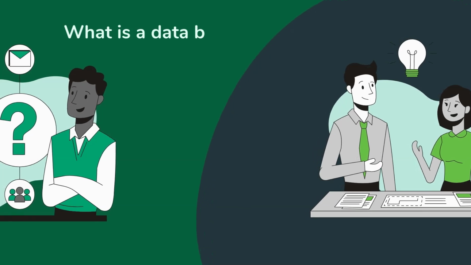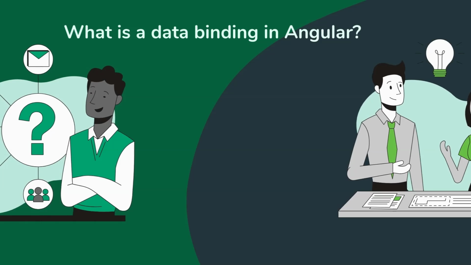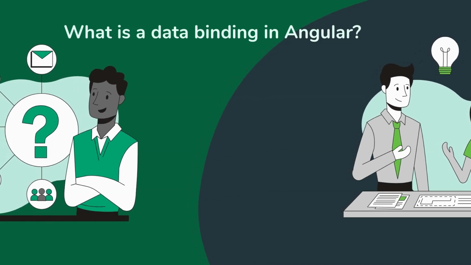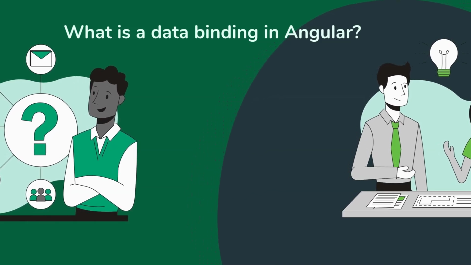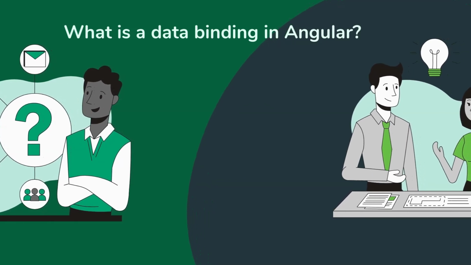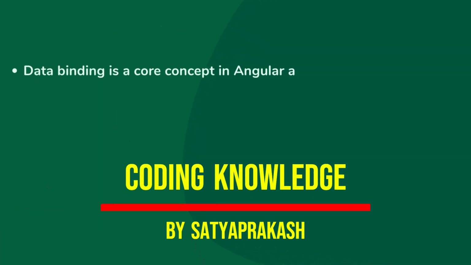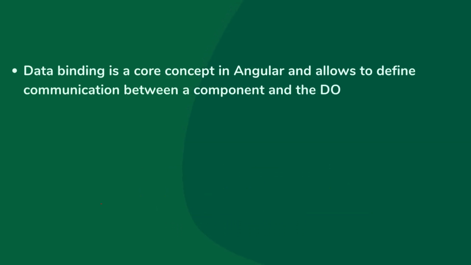What is data binding in Angular? Please tell what the 4 forms of data binding are, which are divided into 3 categories. Data binding is a core concept in Angular and allows you to define communication between a component and the document object model, or DOM, making it very easy to define interactive applications without worrying about pushing and pulling data.